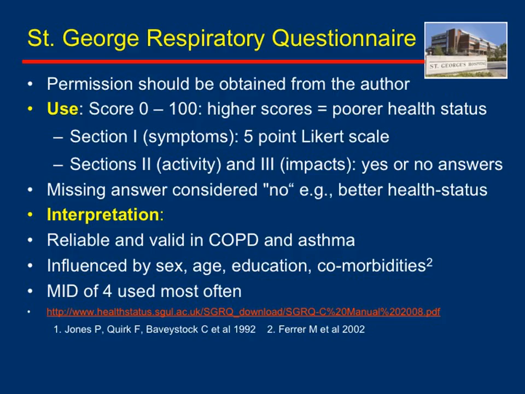So how do you interpret this? It's considered extremely reliable and valid in chronic lung disease, including COPD and asthma. It is influenced by gender and age, education, and comorbidities. So what change is considered to be clinically significant? Change of 4 points. So it's the change you're looking for pre- and post-pulmonary rehabilitation in your population. Next slide, please.